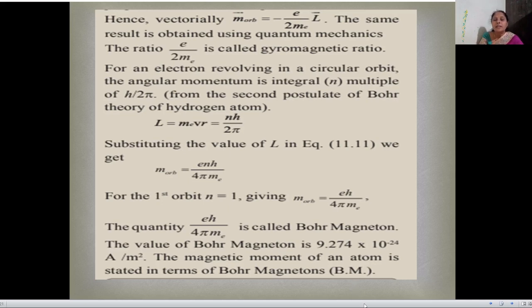The quantity e h by 4 pi m_e is called the Bohr magneton. The value of the Bohr magneton is 9.274 into 10 raised to minus 24 ampere meter squared. The magnetic moment of an atom is stated in terms of Bohr magnetons, mB.